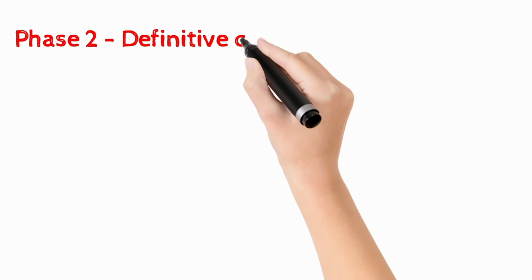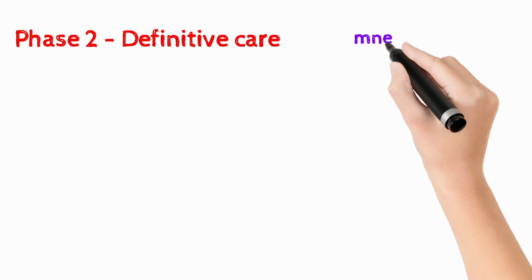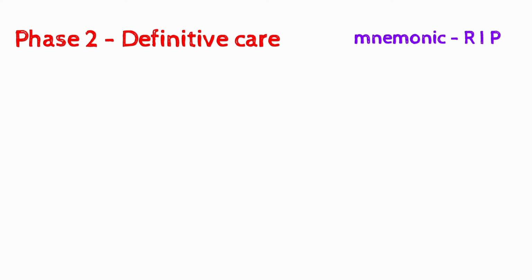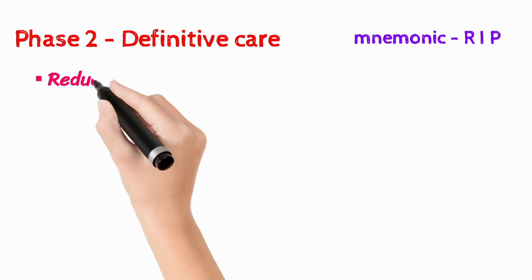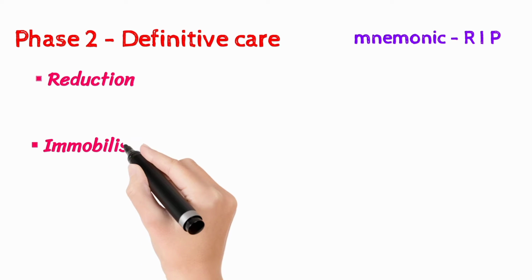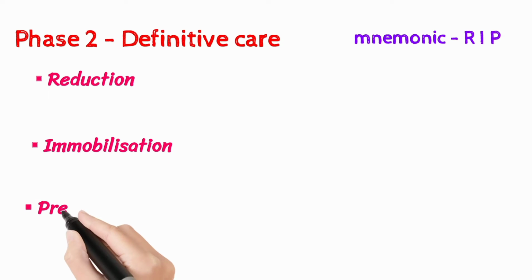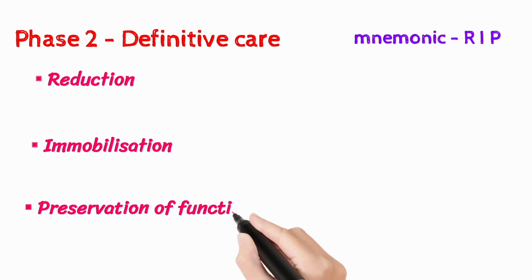Phase 2, definitive care. Mnemonic: R-I-P. Reduction. Immobilization. Preservation of functions.